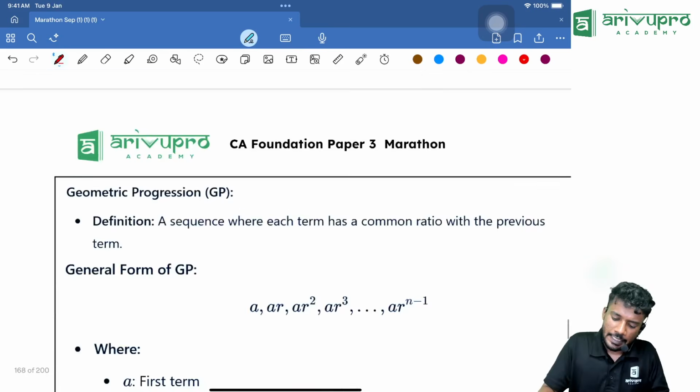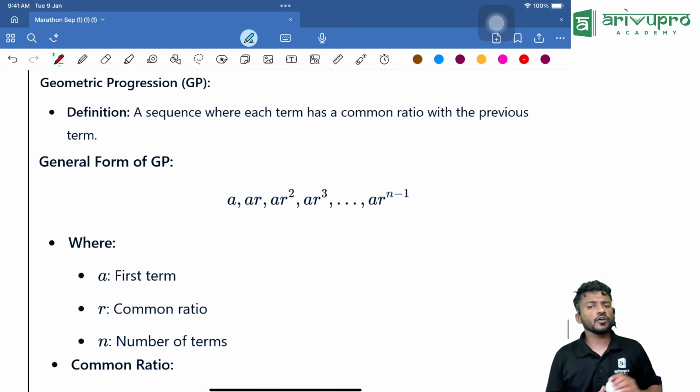Next one. We are going for GP. What is GP?